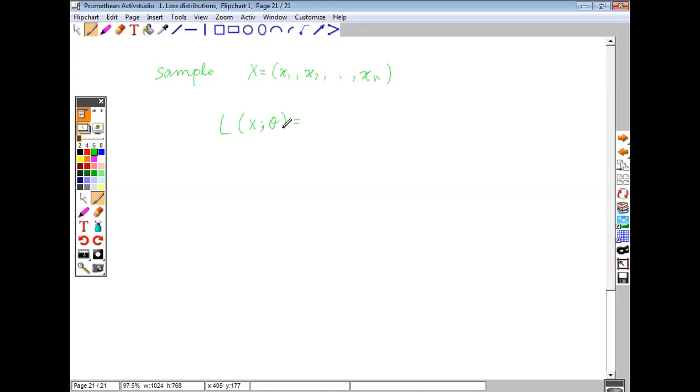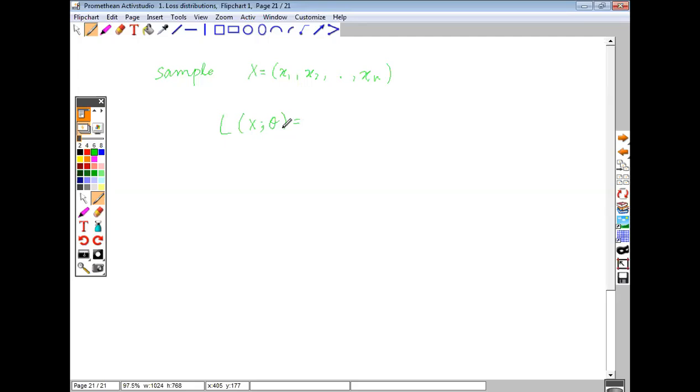How do you define the likelihood function? Anyone? It is a product of all the probabilities. Yeah, exactly right. Thank you very much, both of you guys. So we do the product of probabilities, but is that what we should do?